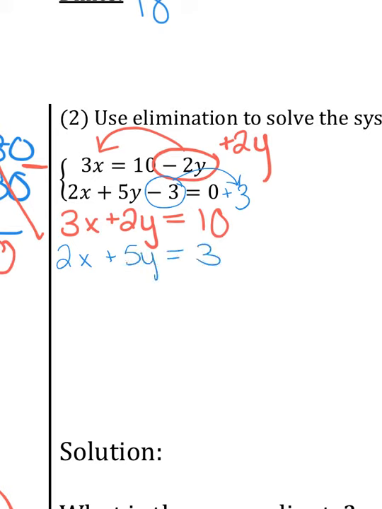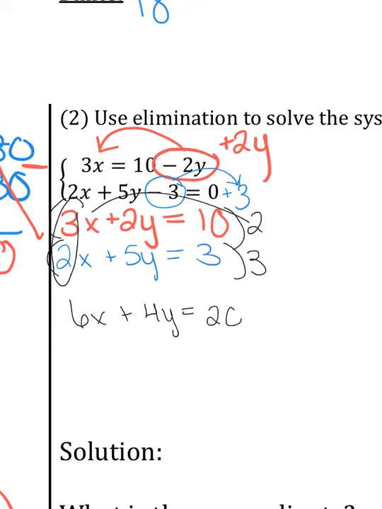And then again, my coefficients aren't the same. I'm going to have to manipulate both of them. So I'll just work with my x's. So I know that 3 and 2 I can change to 6 by multiplying the 3 by 2 and multiplying the 2 by 3. So when I distribute the 2, I get 6x plus 4y is equal to 20. Then I'll distribute in the 3, so I get 6x and 15y is equal to 9.